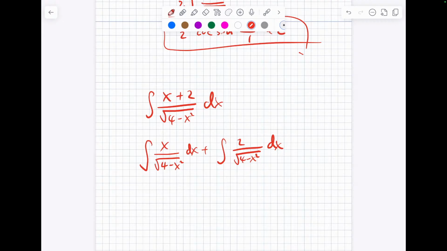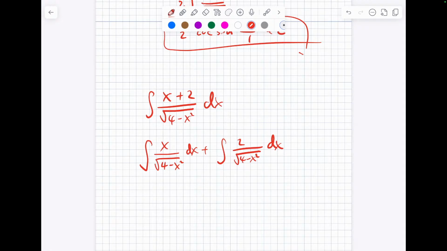Now here you can join those two together. So that's going to be negative square root of 4 minus x squared plus 2 arc sine of x over 2. Since they both have C, you can put one C here.